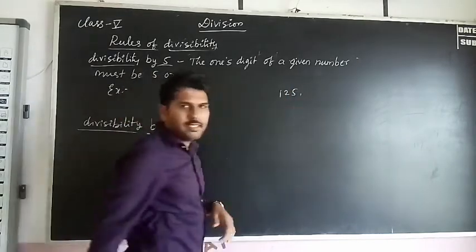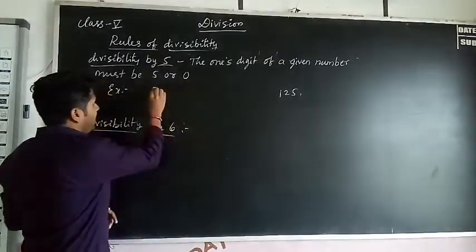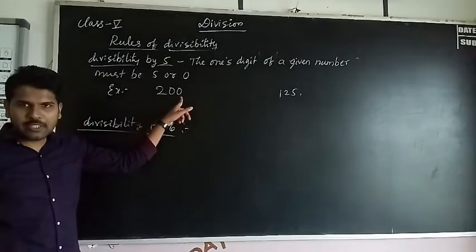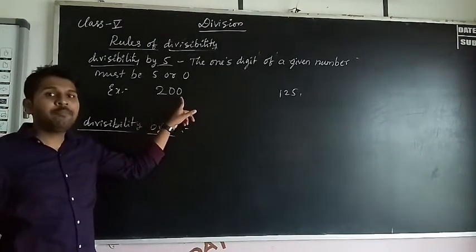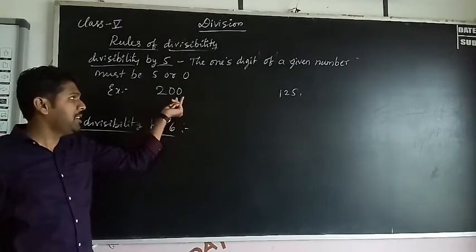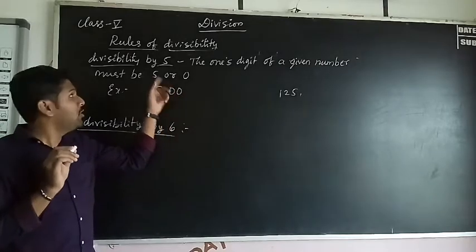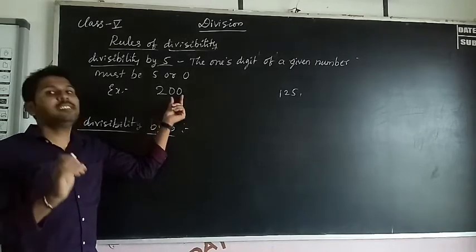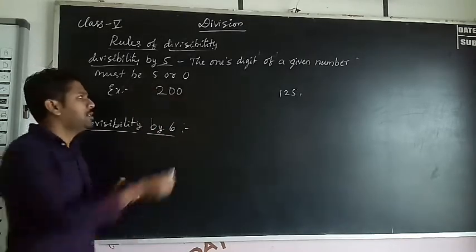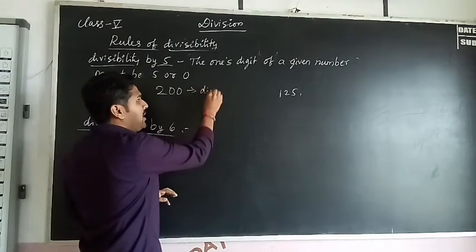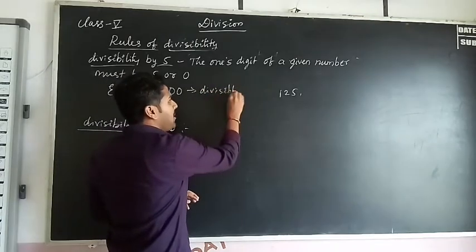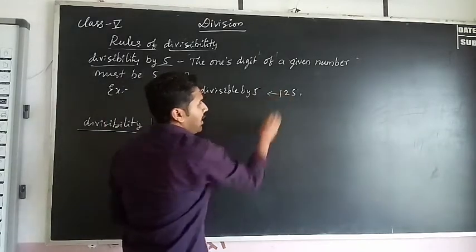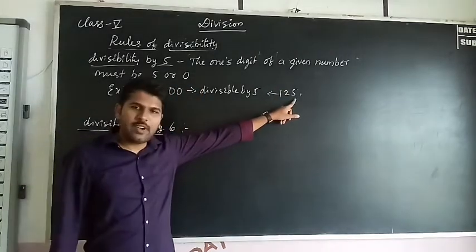Otherwise, 125 is divisible by 5, and take 200. So in one's digit 0 is there, no? So this is also divisible by 5. So 200, that means just check the one's digit for checking the divisibility by 5. In one's digit 0 or 5 is there, means that number is divisible by 5. So this is divisible by 5, and this one also, 125, because in one's digit 5 is there, no?